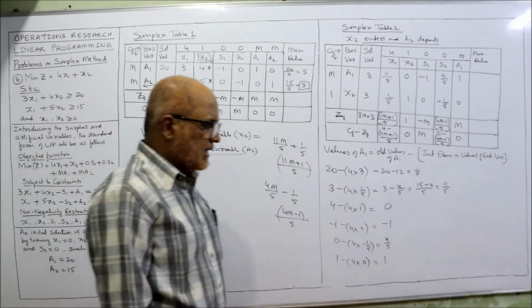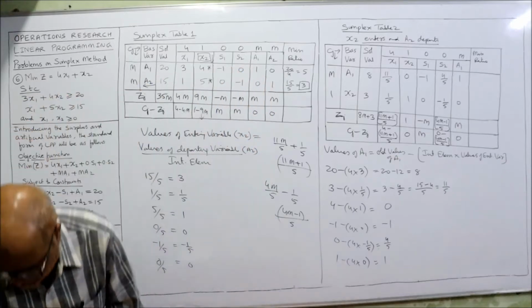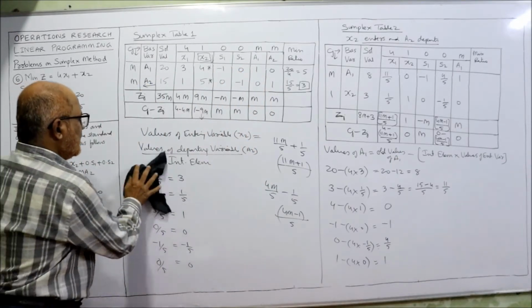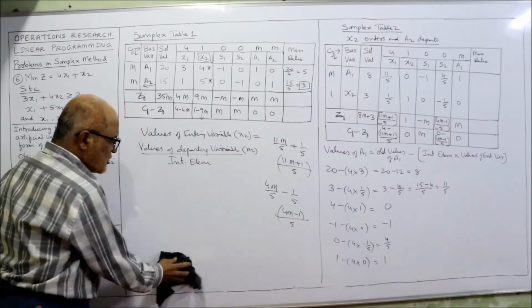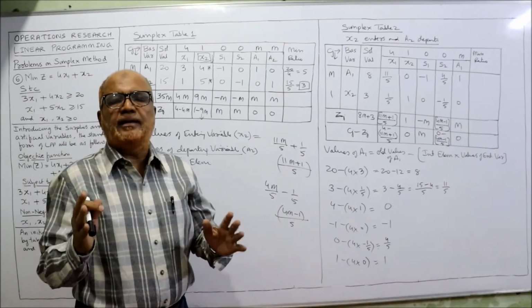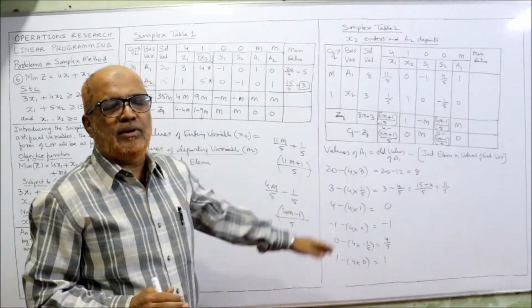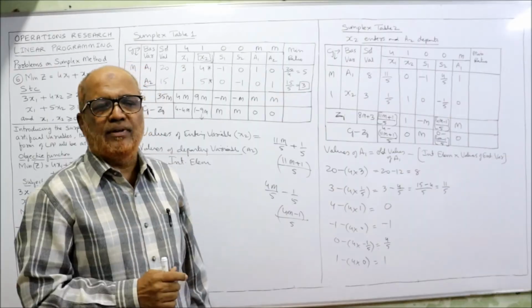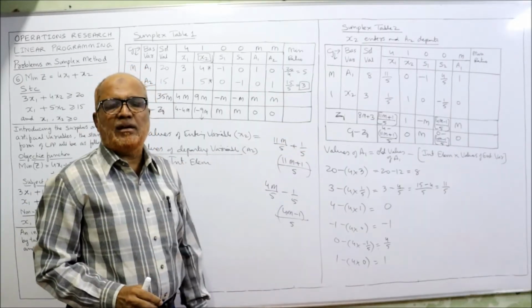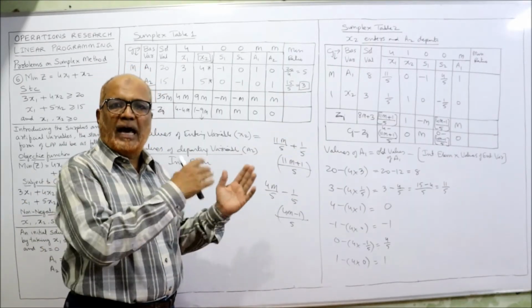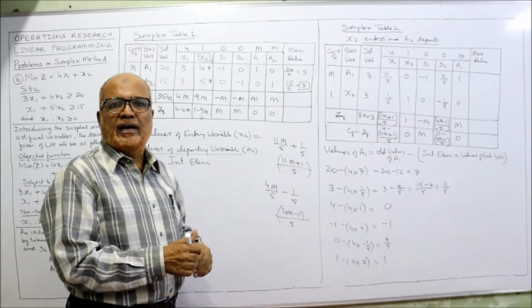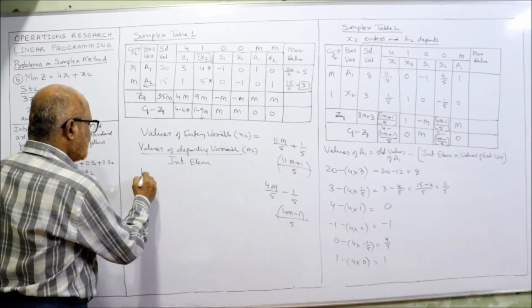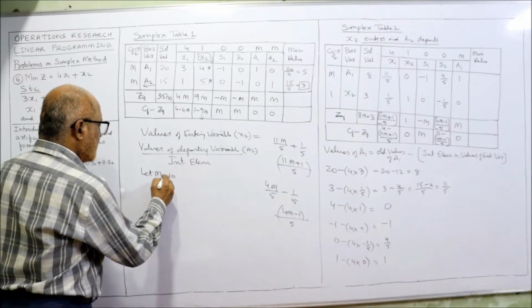The most negative value. So here, most negative value. The optimality test says all the index row elements should be zero or positive. If any negative value is there, then it is not optimum. We have to make another table. So we have to select the most negative.